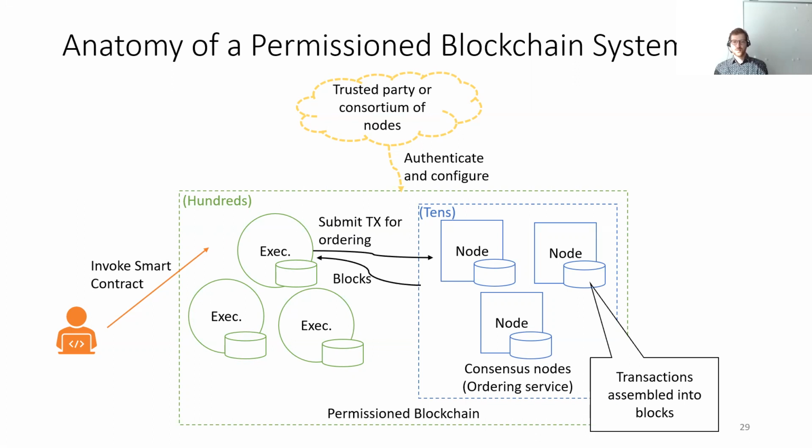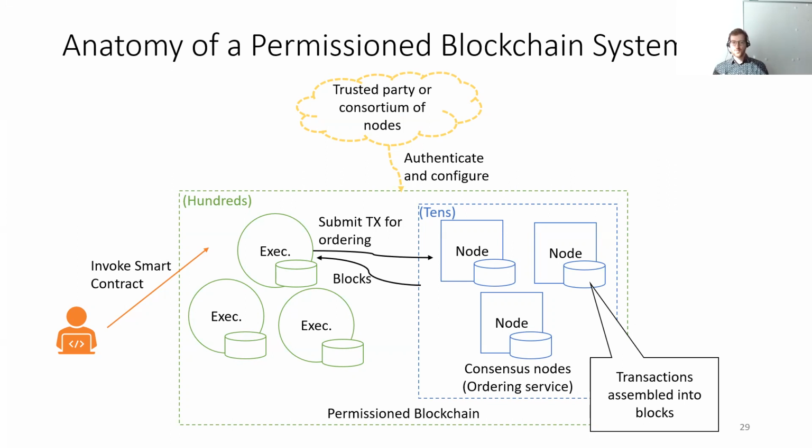And once these are assembled, these blocks are sent back to the executor nodes, which then can use these to update their state and whatnot. As you can see, there's also an external cloud here, which is a trusted party or consortium of the nodes themselves, which are used to authenticate and configure onboard newly joined nodes, or to remove ones which are faulty or misbehaving.